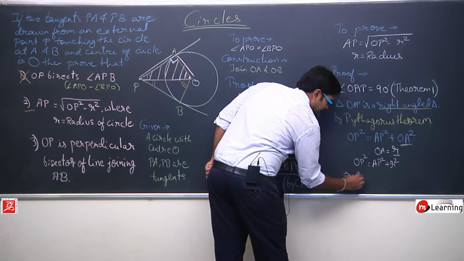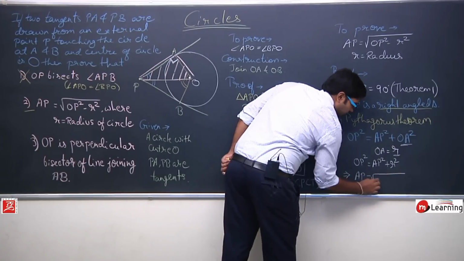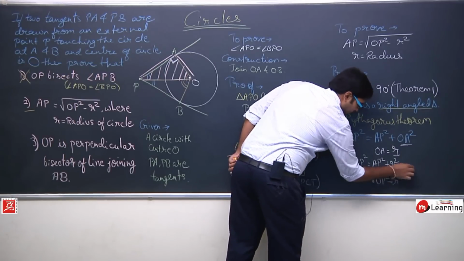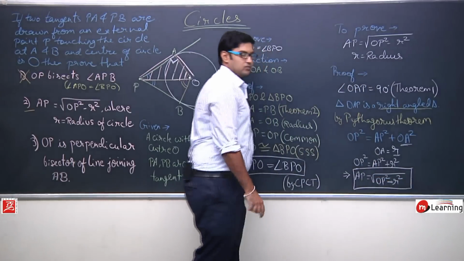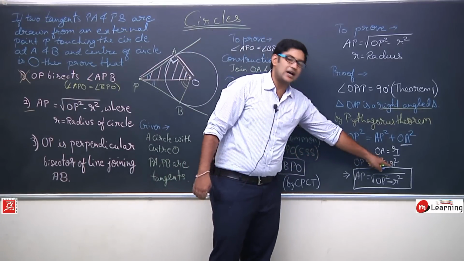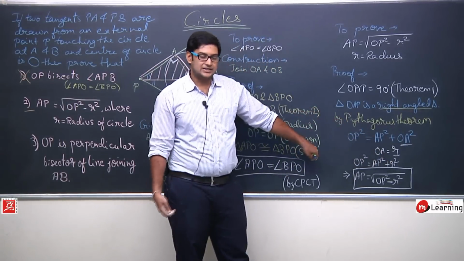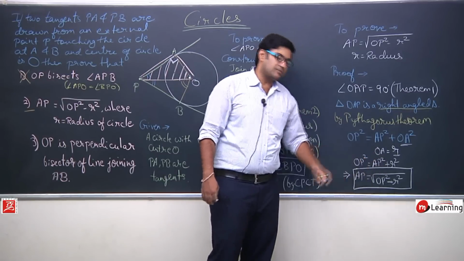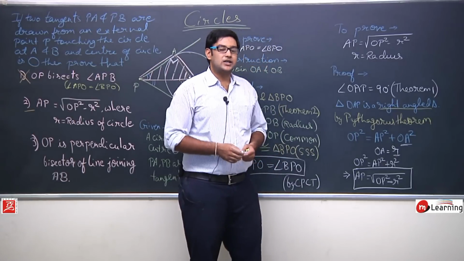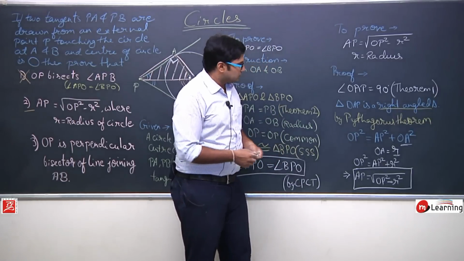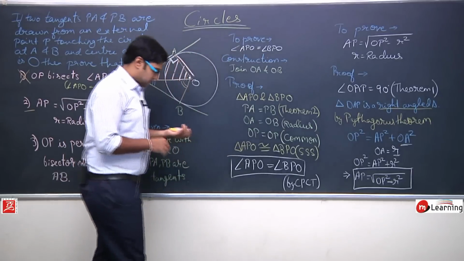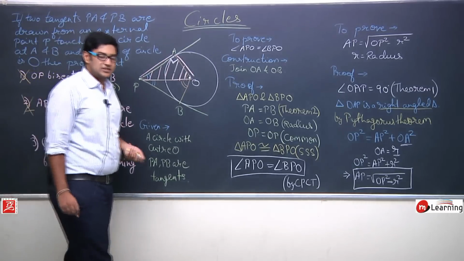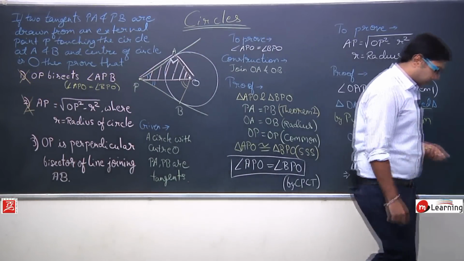From this you will get AP is equal to the square root of OP square minus r square. This is what you have to prove. What I have done is simply shift this r square from the RHS to the LHS and take the square root. You will get AP is equal to root of OP square minus r square, where r is the radius of the circle. So this is the proof of the second part of this question. Now the only part left is the third part. First note down both of these, then we will continue.